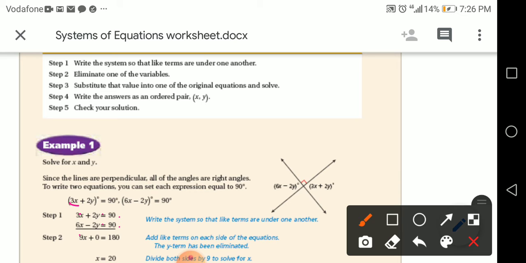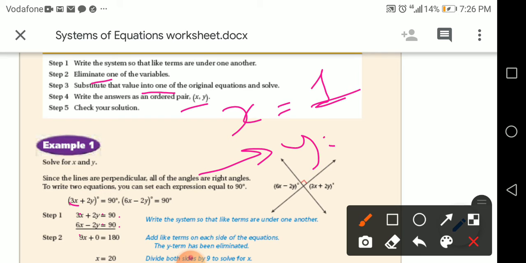Don't forget this one. The second step, eliminate one of the variables. I have to get rid of one of the variables. The variable is x or y. Then substitute the value into one of the original equations. As I told you, after I solve for x equals 1, as in the first example, I can solve for y. Substitution. Finally, write the answers as an ordered pair. After getting y equals 5, remember, I put them as an ordered pair.